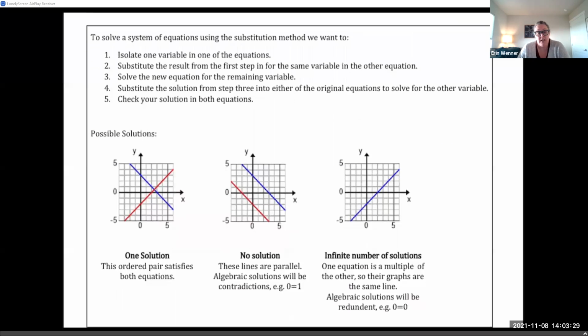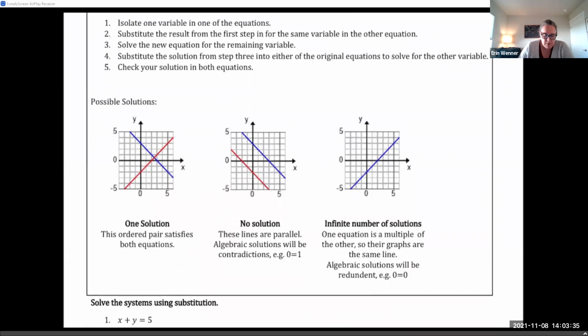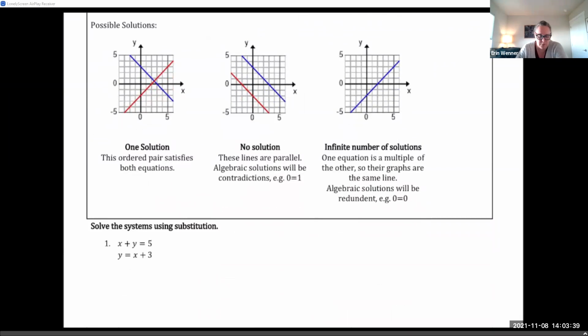Again, it's all nice and dandy when they write it out, but what does it really look like as we're doing this by hand? Again, we're going to come up with possible solutions. It's possible when we solve these systems, we'll get one solution. That would be like when we have the 2 graphs where the lines intersect at a single point.